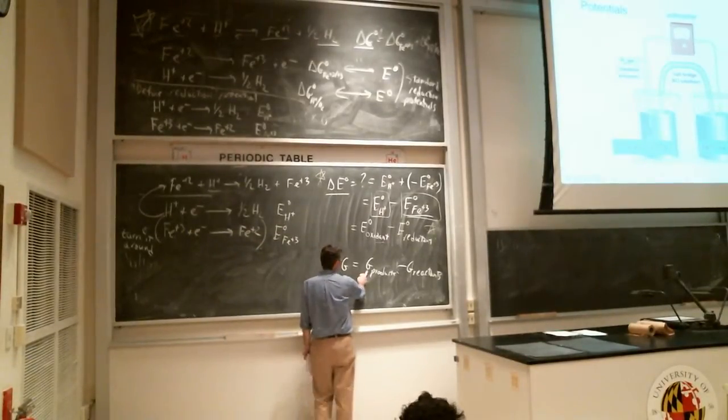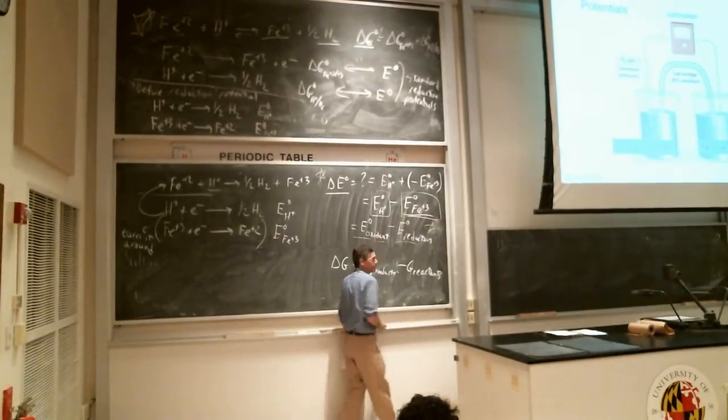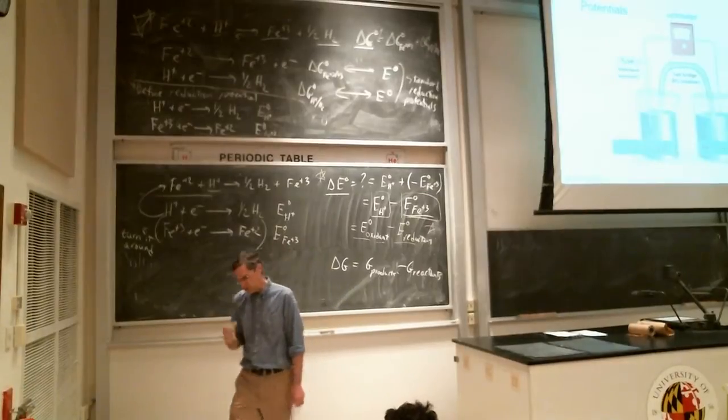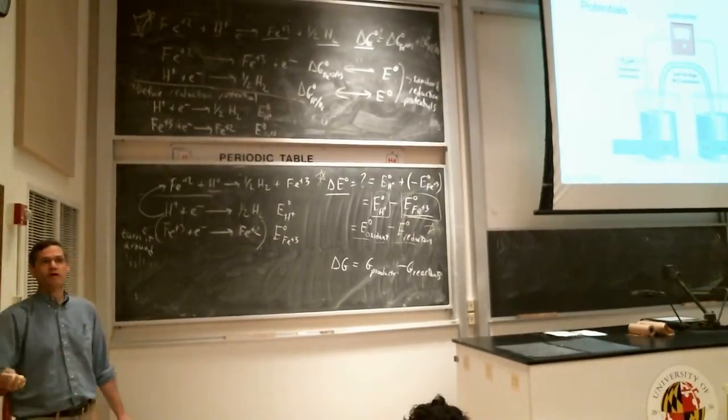This is G, not delta G. Right? This is E, not delta E. So we can't know these. There's no way to measure them individually, right? All we can do is measure the difference. So how do we get around this?